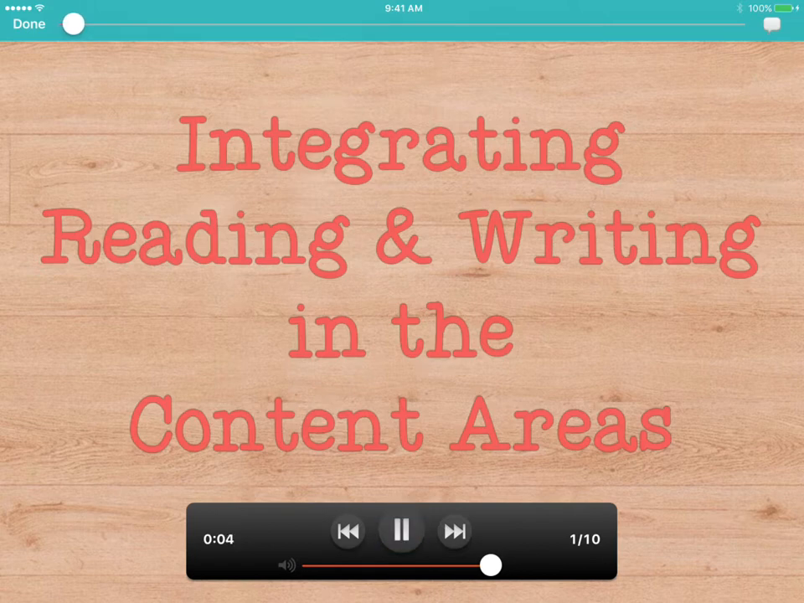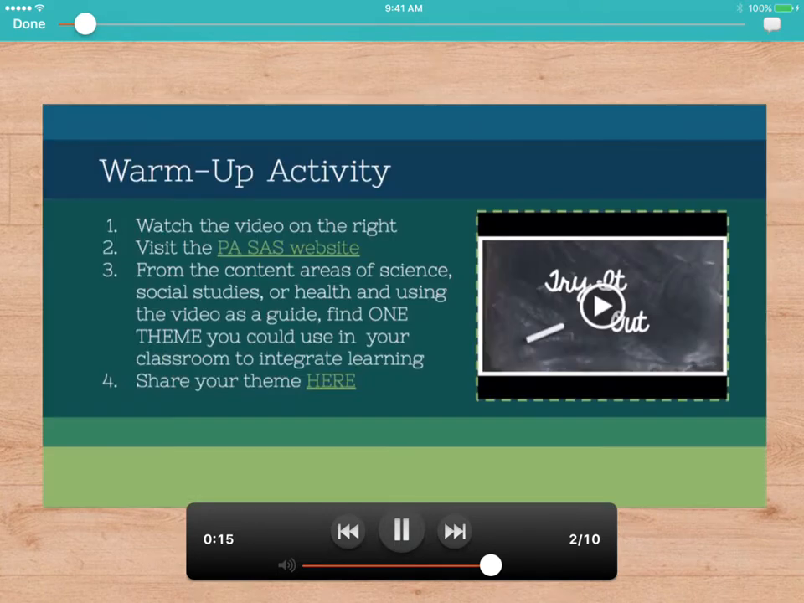We are going to review integrating reading and writing into the content areas because there was a little bit of confusion or misunderstanding, and I want to make sure that everyone understands what this truly means.